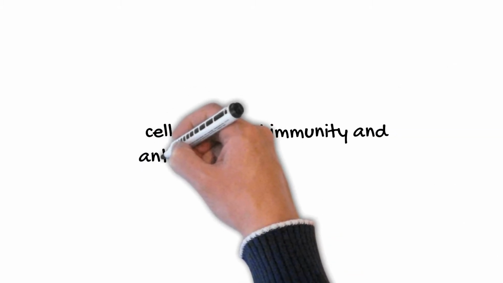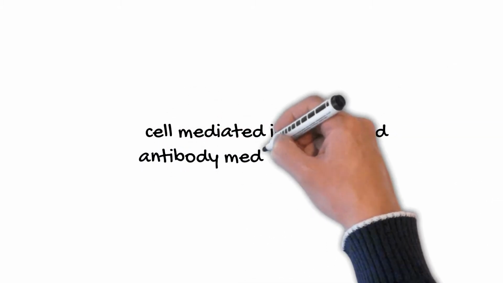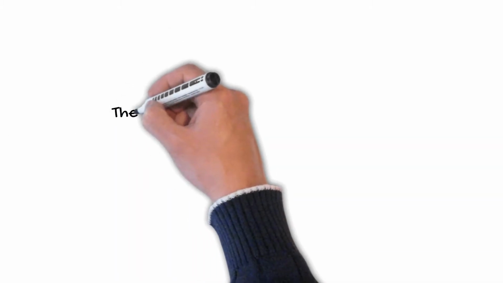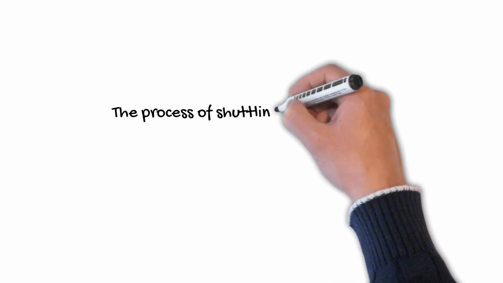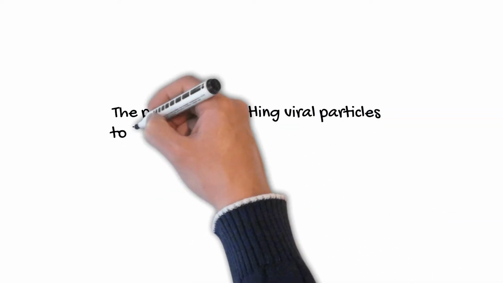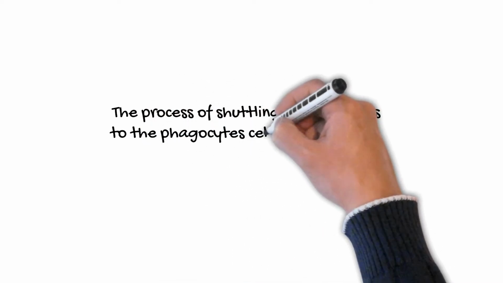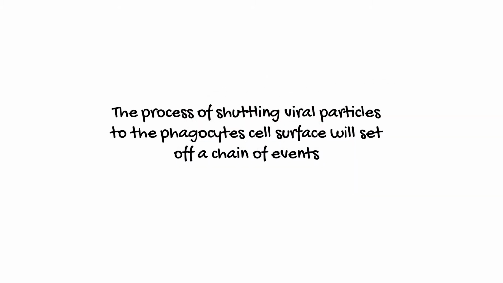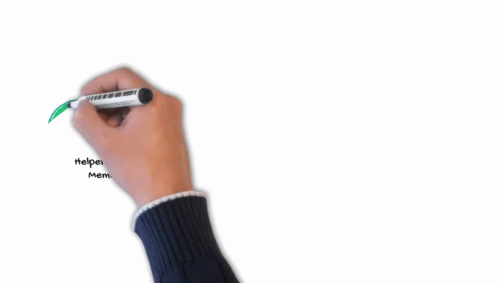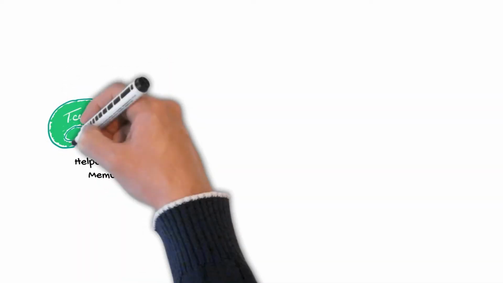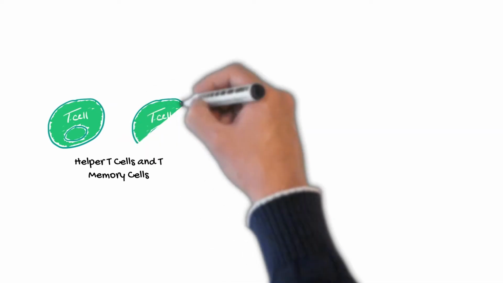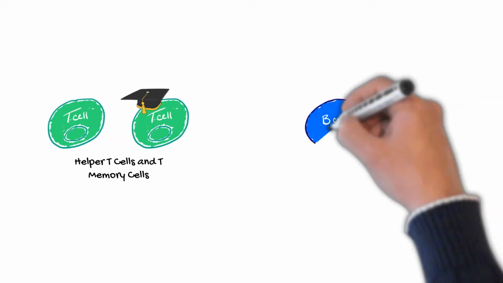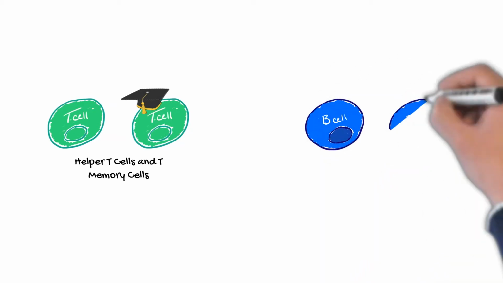That is, cell-mediated immunity and antibody-mediated immunity. In antibody-mediated immunity, the process of shuttling those viral particles to the phagocyte's cell will set off a chain of events. So the macrophage or the dendritic cell will phagocytose the virus, chew up the virus particles, and shuttle that virus particle to its own surface, and that makes it an antigen presenting cell. Well, when that happens, there's a chain of events.